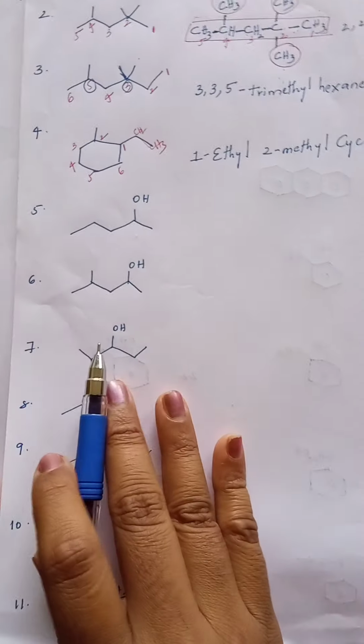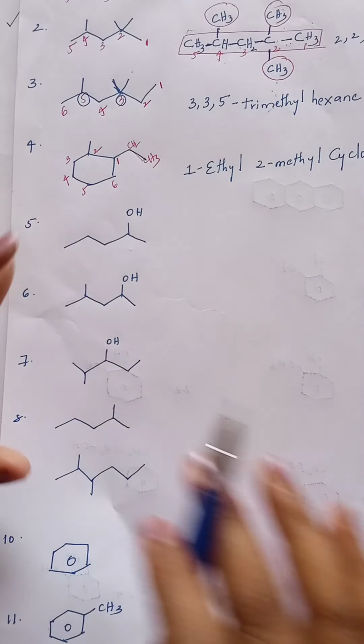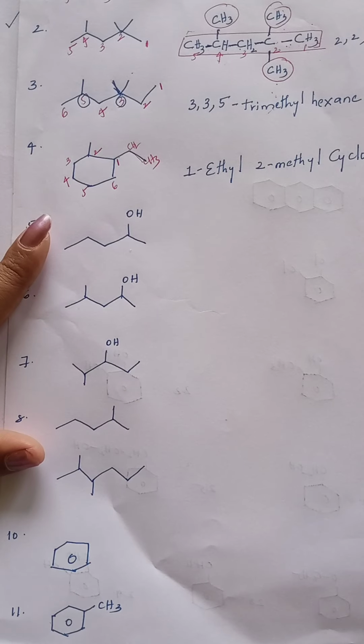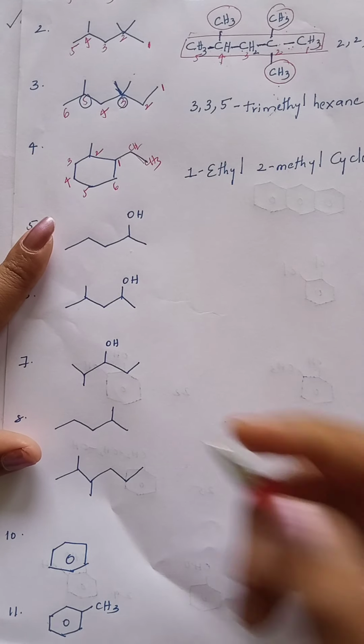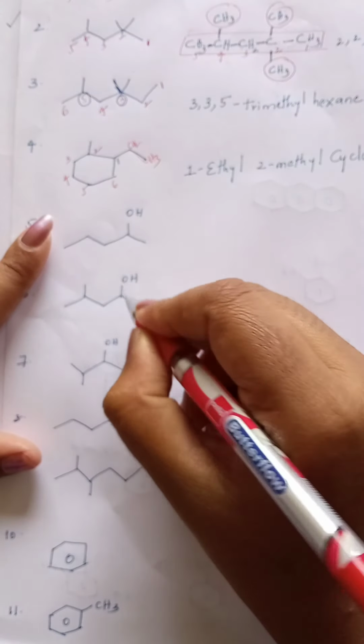Next, see here for this. In this case we can see a functional group. Okay. Now we want to select the parent chain first. While selecting the parent chain, the functional group containing carbon, the carbon on which the functional group is located, should get the lowest number.